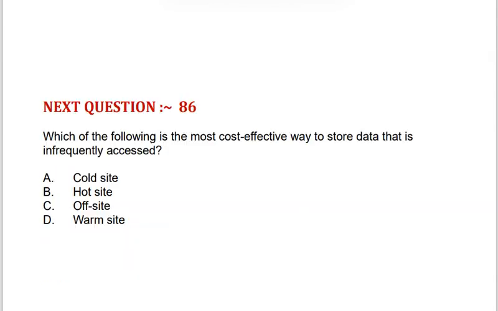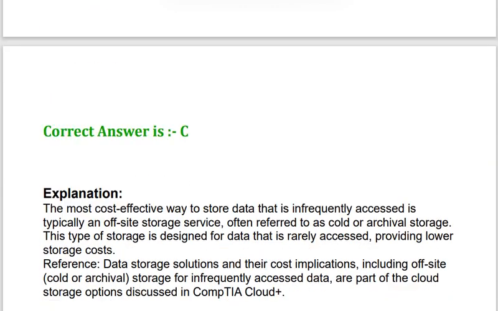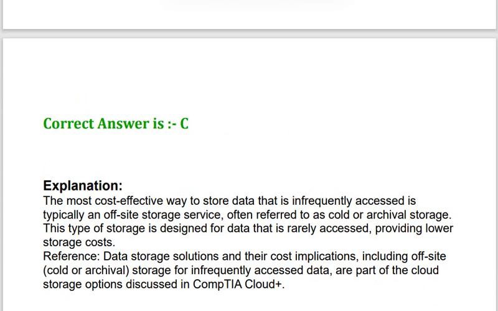Question is, which of the following is the most cost-effective way to store data that is infrequently accessed? Option A, cold site. Option B, hot site. Option C, off site. Option D, warm site. Correct answer is option C.